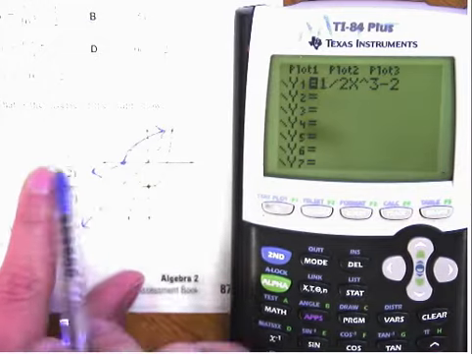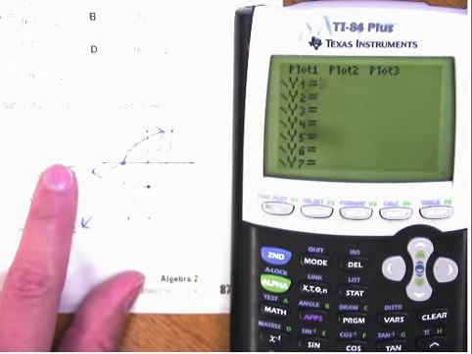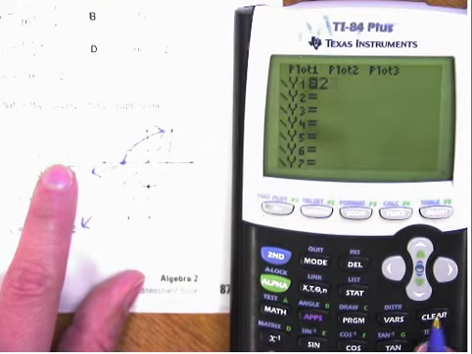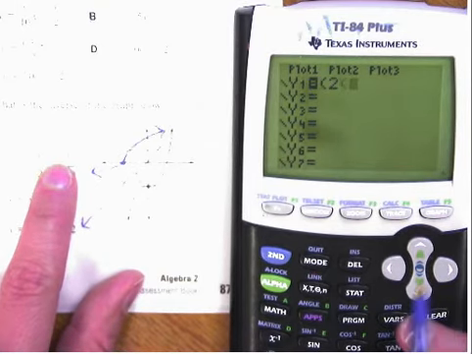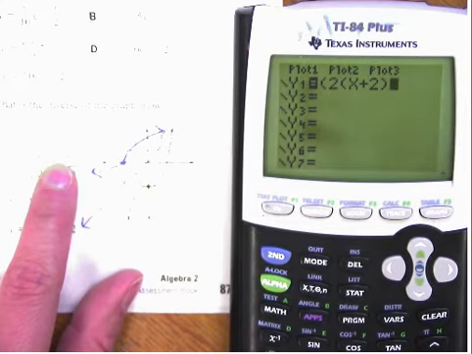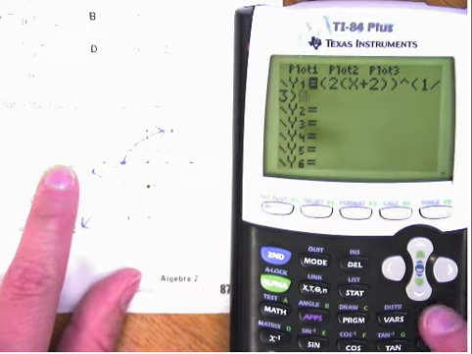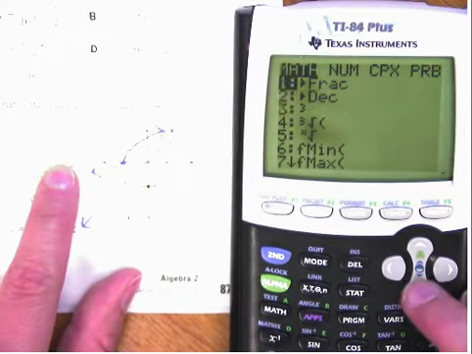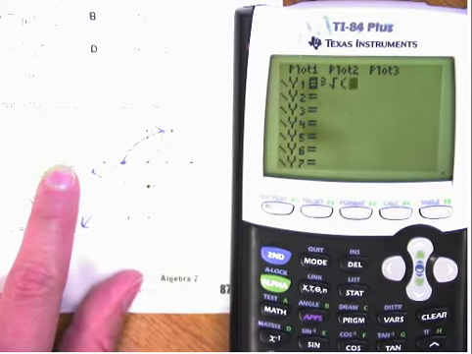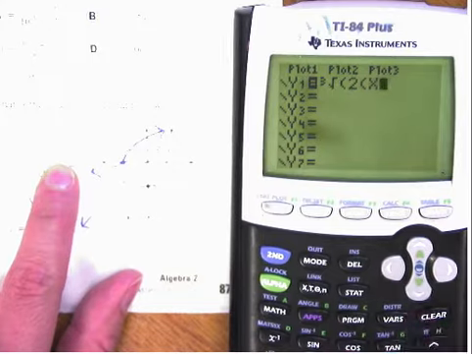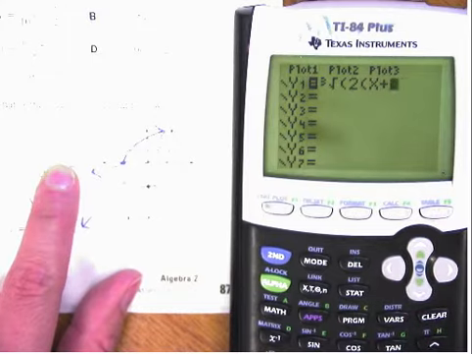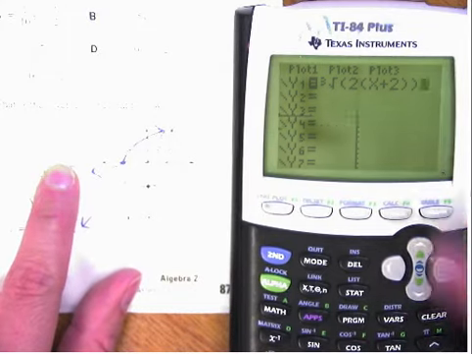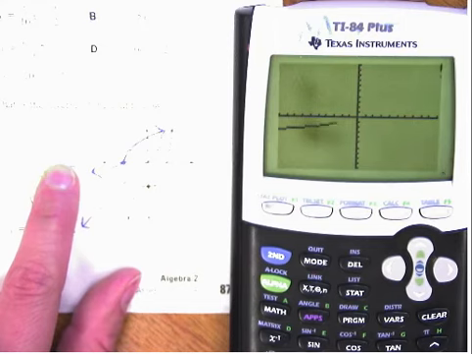Now I know the cube root is the same thing as the 1/3 power. So I can either type in 2 times x plus 2 to the 1 divided by 3 power to get the cube root. Or I can hit math, go into the cube root, and then type in 2x plus 2. When I graph it, this looks promising to me.